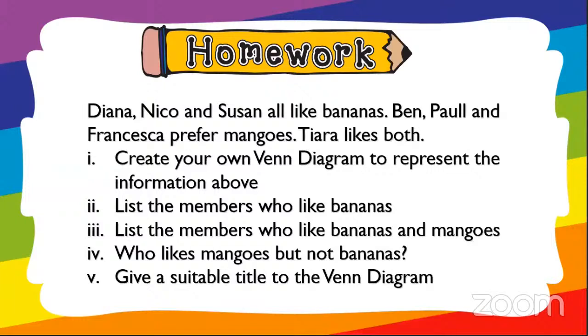So that is part one. Part two, list the members who like bananas. Part three, list the members who like bananas and mangoes. Part four, who likes mangoes but not bananas? And part five, give a suitable title to the Venn diagram. So this is going to be your homework activity, boys and girls.